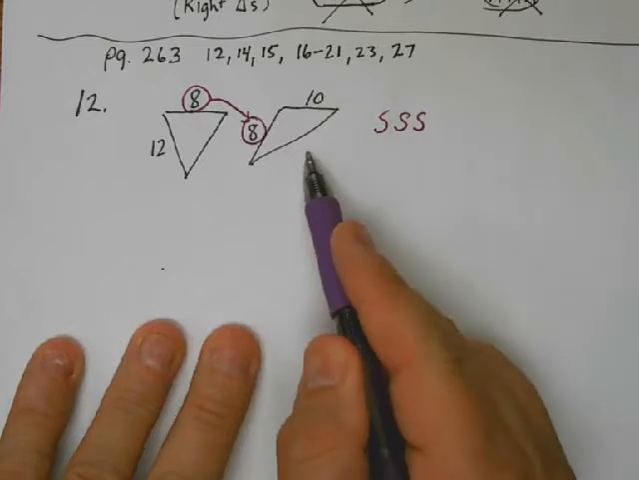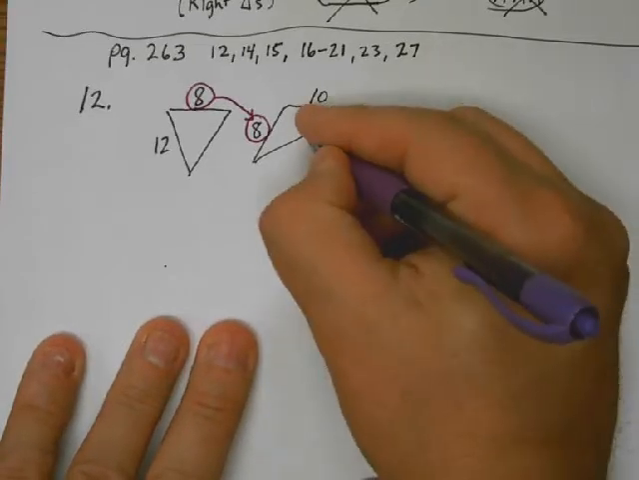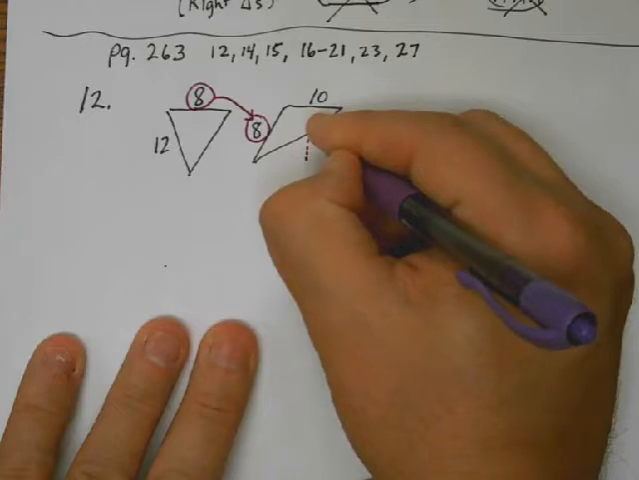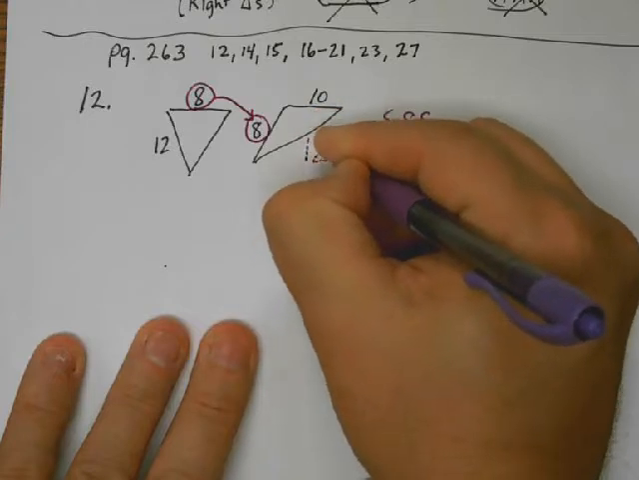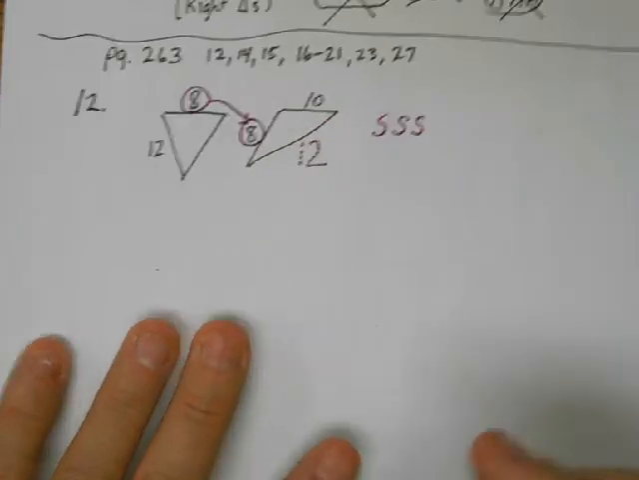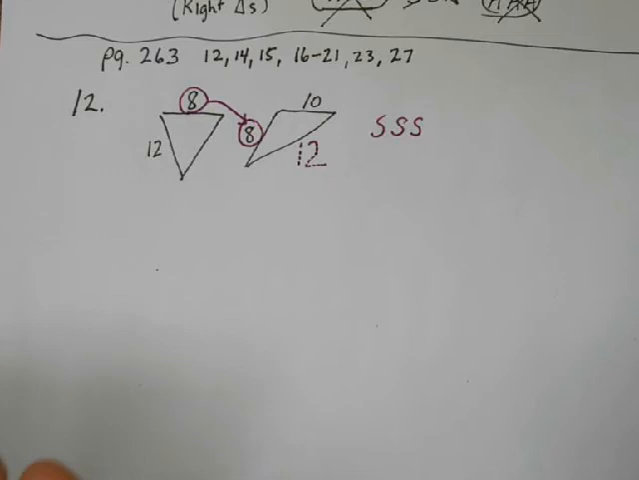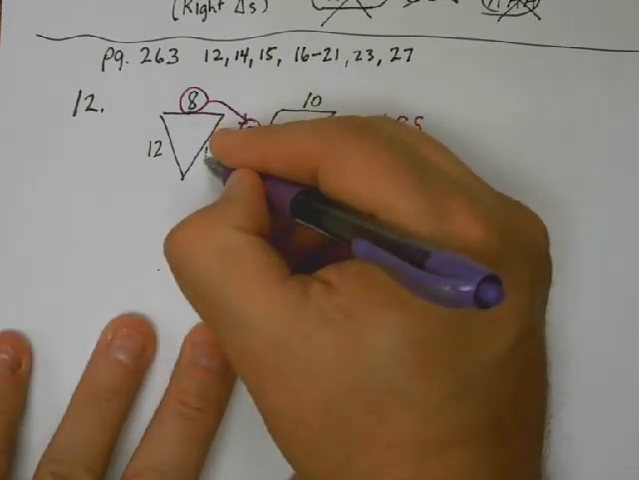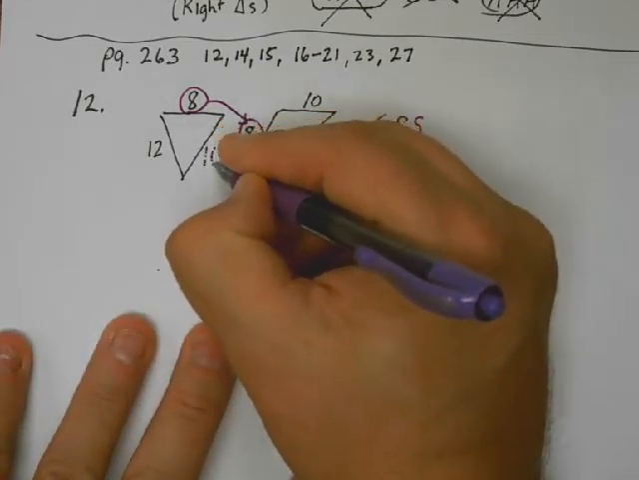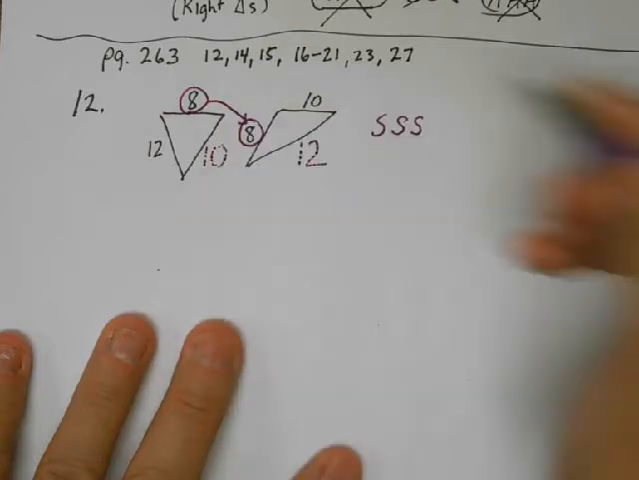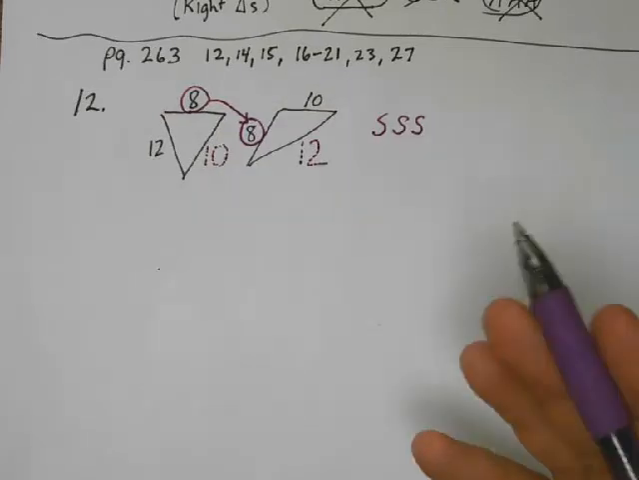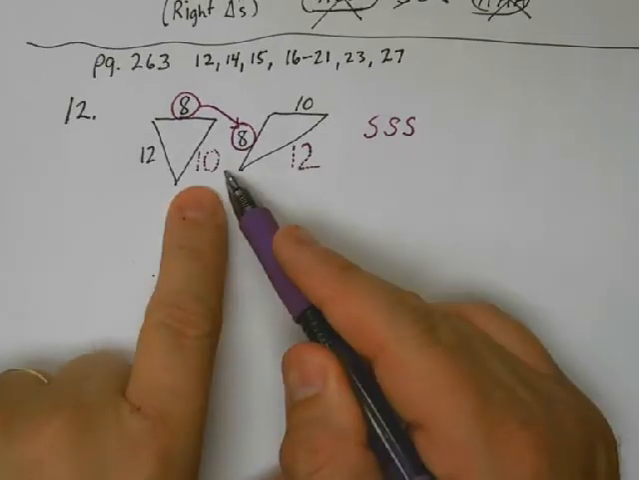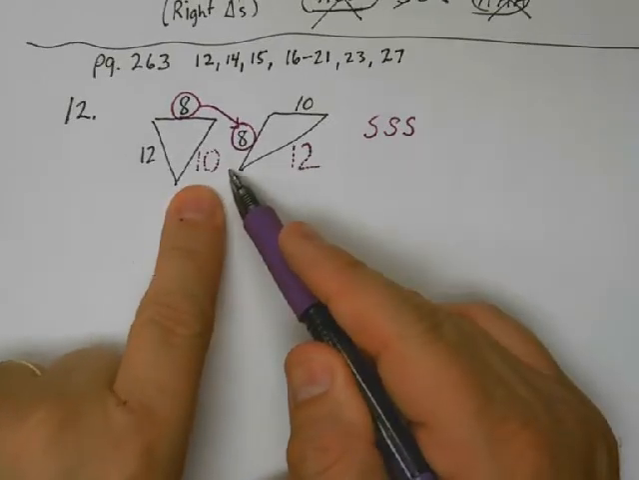But since we don't know what this one is, could this possibly be a 12? Now, I wrote it like that so it kind of looks like it could be, but it's not really. Okay? And then, could this possibly be a 10? If that were the case, if I had my ruler out and I were measuring, and this were 12 and this were 10, would these be congruent? Yeah.